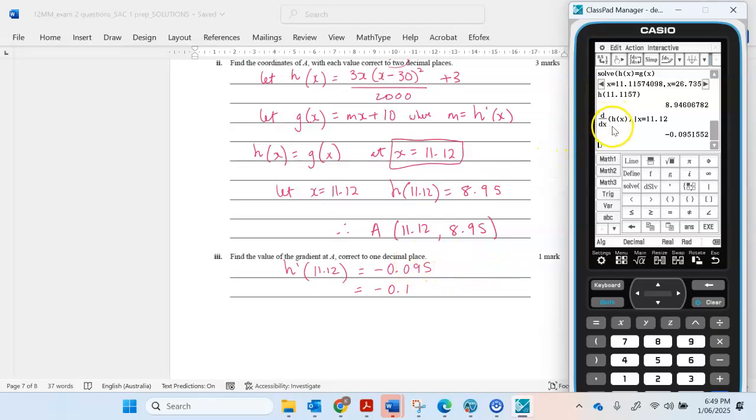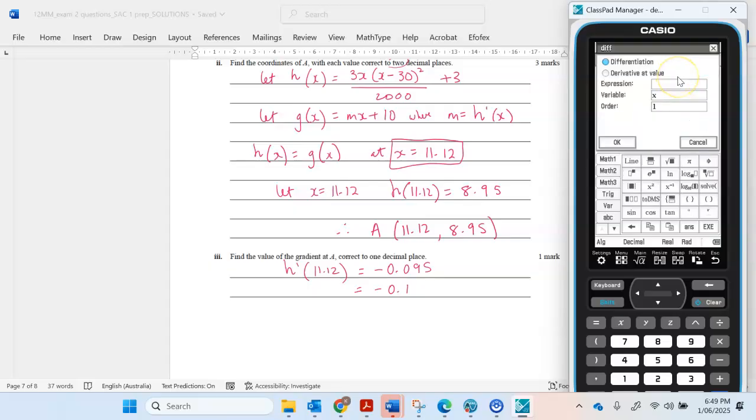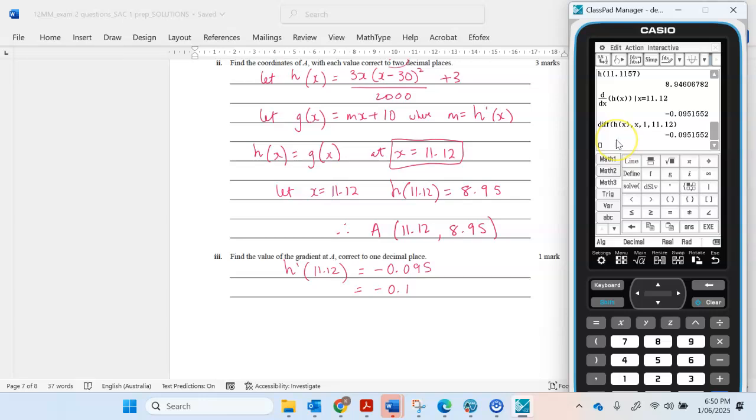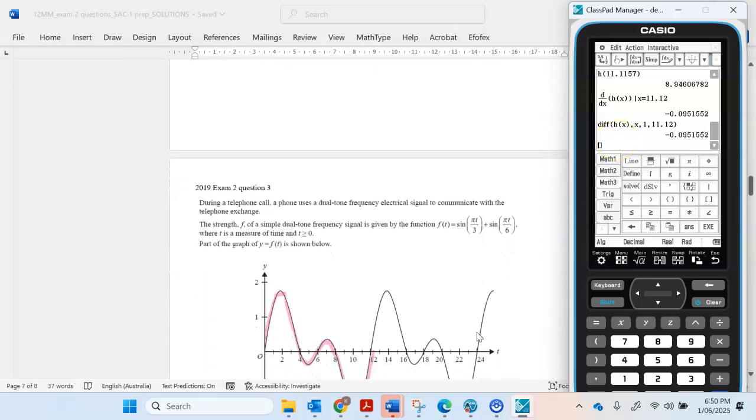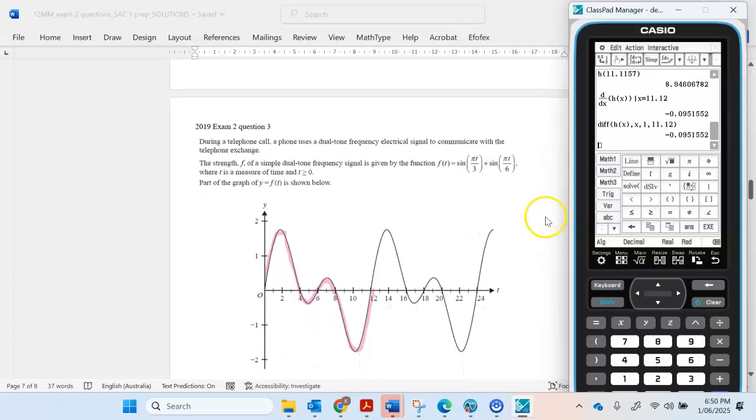So you can do your derivative like that, or you could go interactive calculation diff and just do h of x and then a derivative at a value and do your 11.12 there. And you can get the answer that way. All right, moving along. So 2019 exam 2 question 3.